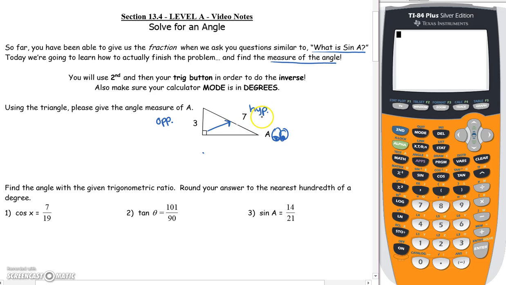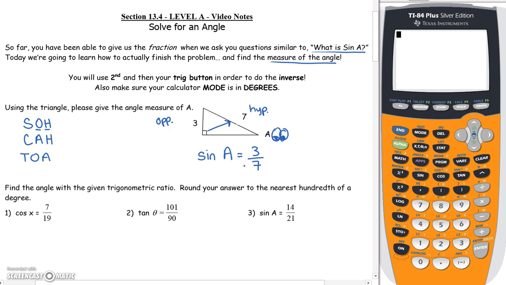Well, the question becomes, what trig identity can I use? Do I use sine with opposite and hypotenuse? Do I use cosine with adjacent divided by hypotenuse? Or tangent with opposite divided by adjacent? Well, I think we all agree that opposite and hypotenuse is needed, so sine would be a good one. So we would say sine of A, angle A, is equal to 3, which is the opposite side, divided by the hypotenuse, which is 7.